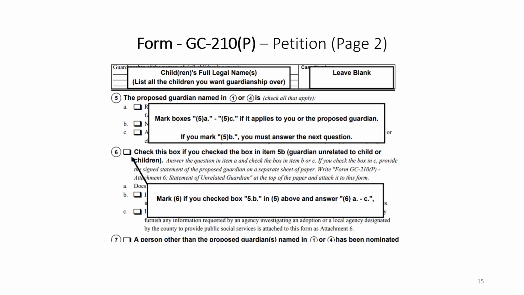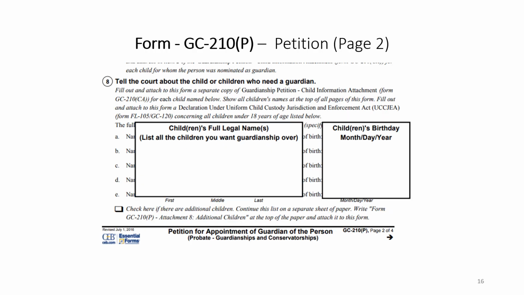If one of the child's parents is deceased and in their estate plan nominated someone besides you to be the child's guardian, fill out item 7. Otherwise, leave this blank. For item 8 on page 2, you will list each child who you are proposing to obtain guardianship of. List their first, middle, and last names and birth dates.